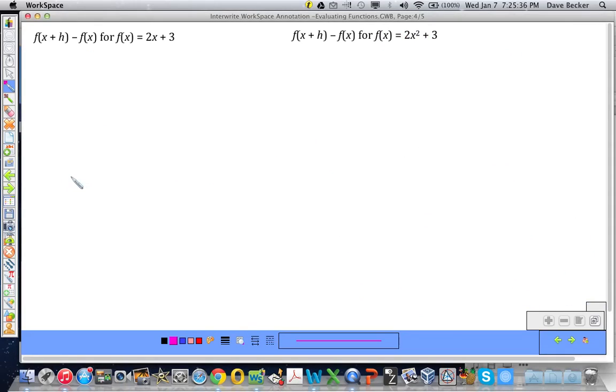Okay, last 2 examples, and we're throwing a little wrinkle in here. This always throws people. Okay, I have something like this. What in the world does this mean? f of x plus h minus f of x. Well, let's take care of the f of x plus h first.